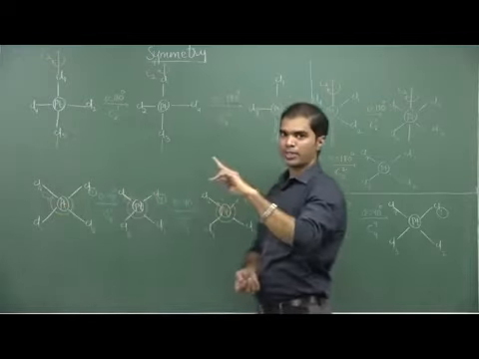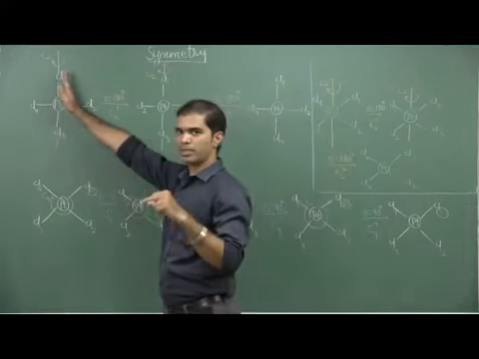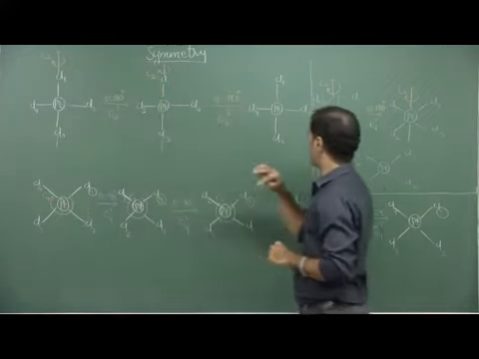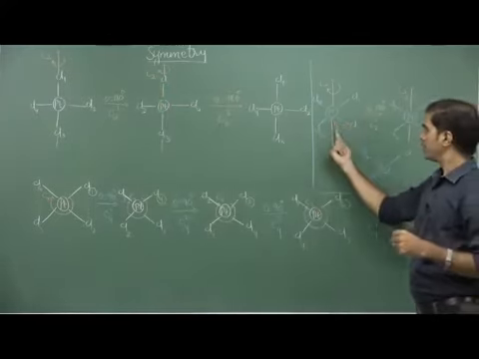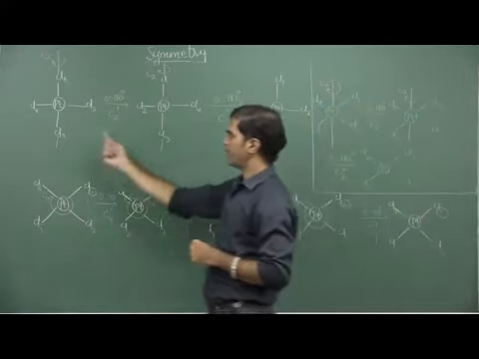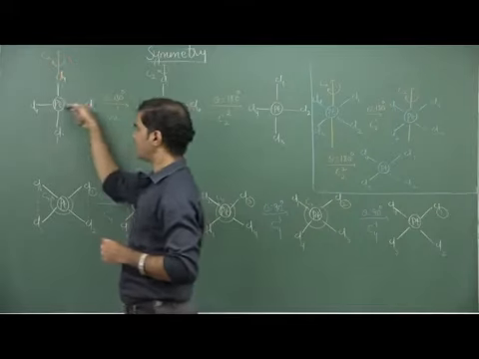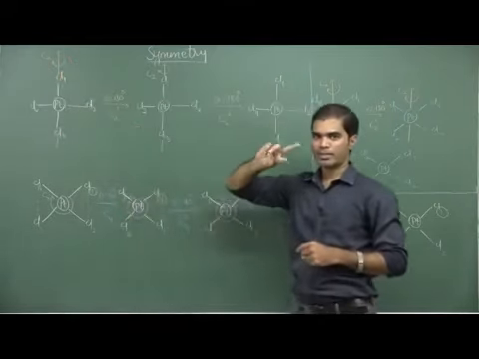There are two types of C2s. One C2 is passing through 3 atoms. There are 2 such C2s again. Another type of C2 is passing only through the platinum. There are 2 C2s again. This is one, this is a second one. Here this is one, this is a second one. So altogether we have 4 C2s, 2 types.